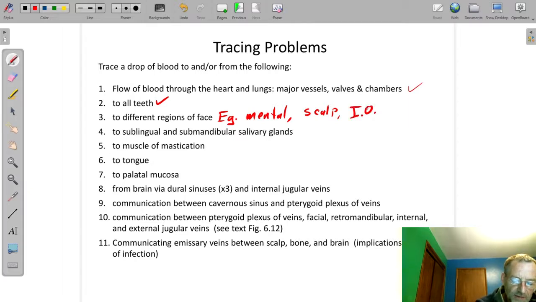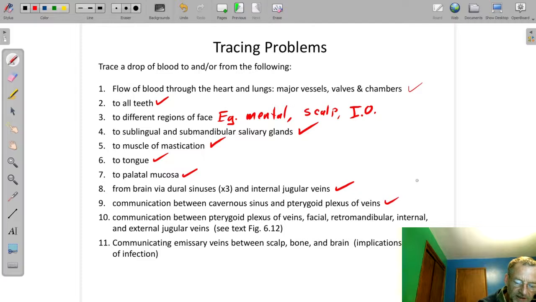And then to the sublingual and submandibular salivary glands, to remember which branches of the external carotid supply those. You should be able to go to the muscles of mastication, again, branches off of the maxillary artery, to the tongue. Lingual would be a good choice. To the palatal mucosa, you could go through the sphenopalatine or the descending palatine. Brain, the dural sinuses, we've run through that, so you should be able to connect those pretty easily.